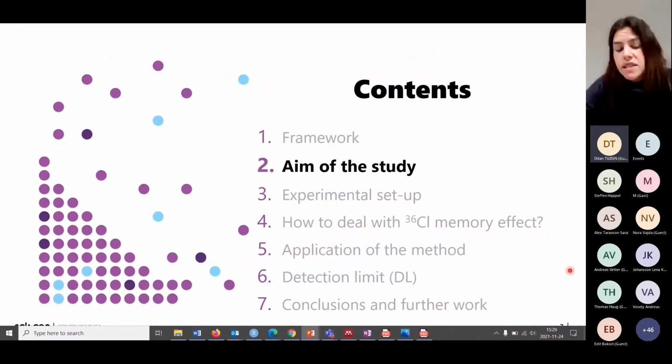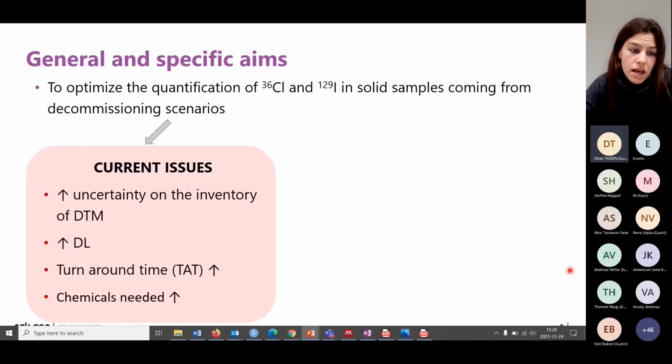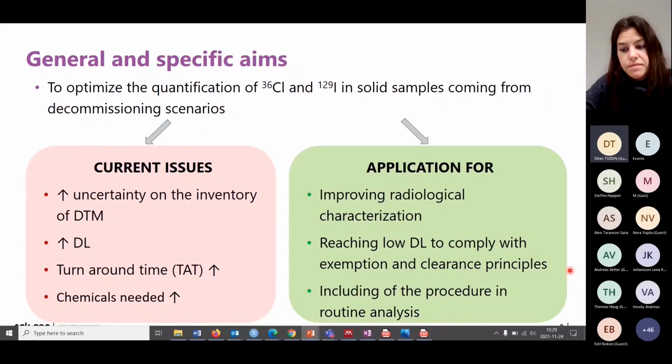Hence, the aim of this study is optimizing the quantification of chlorine 36 and iodine 129 in solid samples coming from the decommissioning activities. The main issues nowadays are the high uncertainties on the inventory of these difficult to measure radionuclides, the high detection limits, the high turnaround time of the full procedures, and the high amount of chemicals needed.